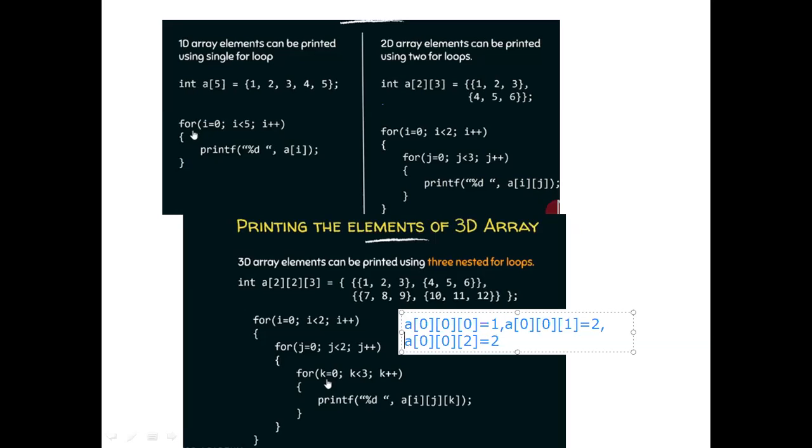So 1, 2, 3 values, where will they be stored? In A of 0, 0, 0, 1 will be stored, and in A of 0, 0, 1, 2 will be stored. In A of 0, 0, 2, 3 will be stored. In the same way, I will be incrementing the index.